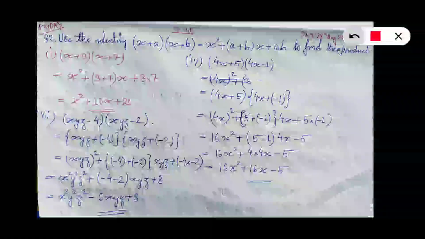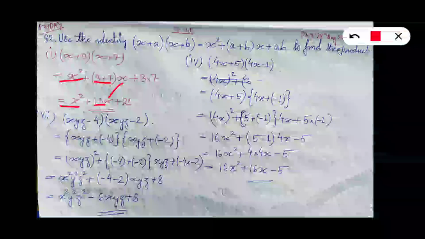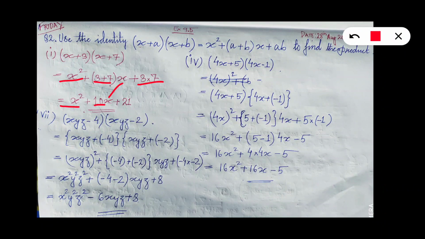So let us simplify a bit. x square gives you x square. 7 plus 3 will give you 10, and x is already present here. 7 3s are 21. So this is your final answer. Are you clear, my dears? Okay, let's move to the next question. That is question number 4.